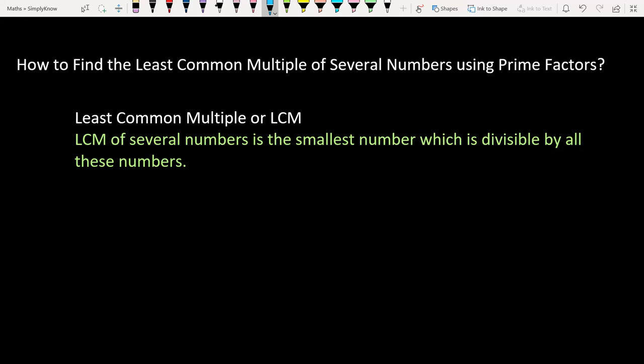For example, let's take three numbers. Let's take 4, 12, and 18. Now, what is the LCM of these three numbers? It should be the smallest number which is divisible by 4, 12, and 18.